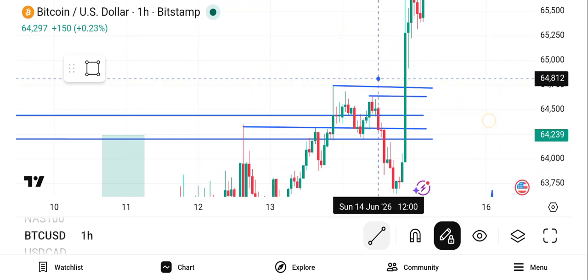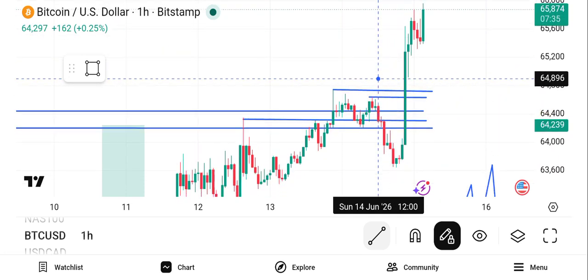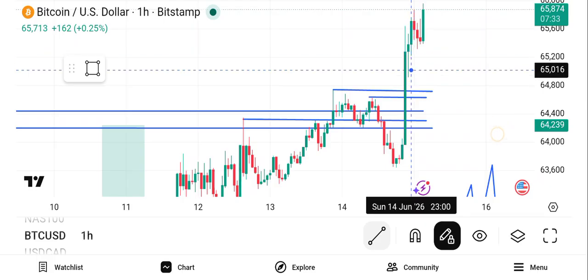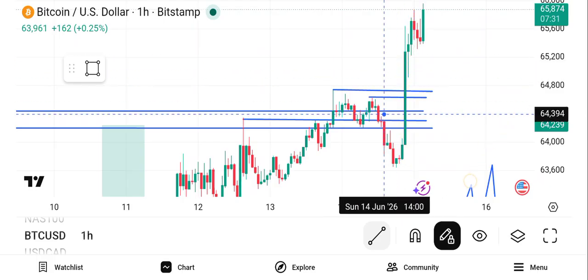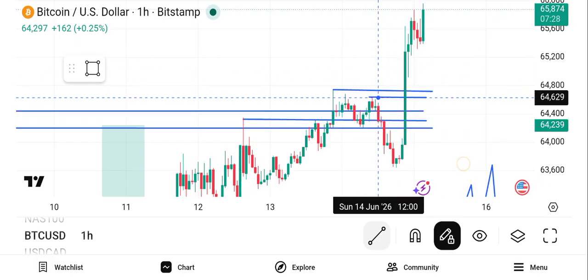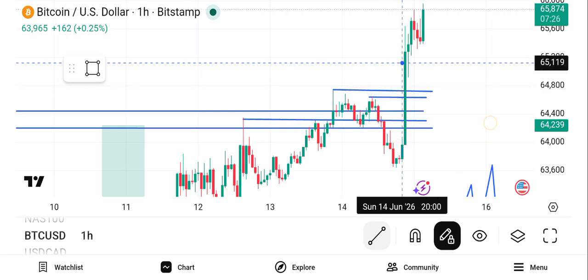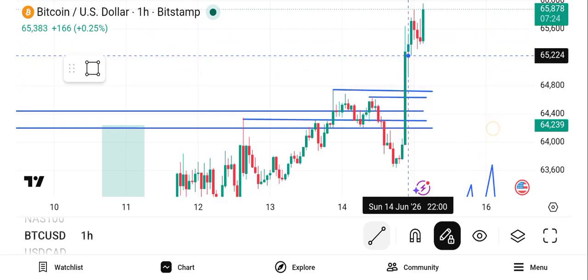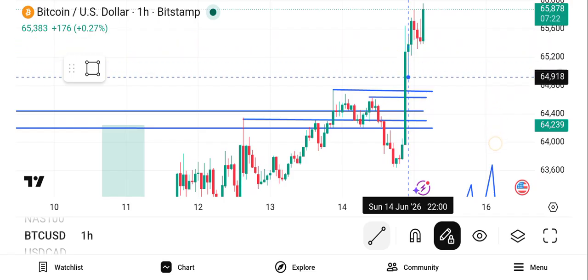Now what is inducement? The first pullback after a market structure shift or double breakout structure. So in this scenario, this is a double breakout structure. So what is our first pullback? This bullish candle here. This is our inducement.